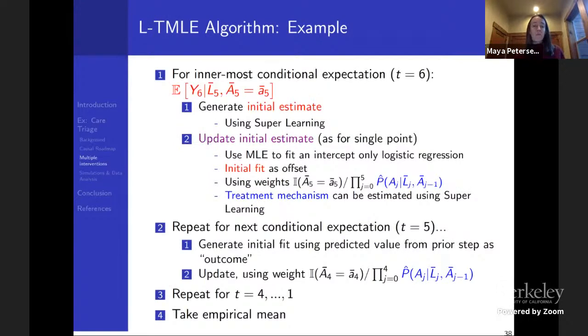So a quick feeling for what that looks like. We'd start by estimating the innermost conditional expectation using superlearning, then update our initial estimate just as for the single time point, using maximum likelihood to fit an intercept-only logistic regression with our initial fit as an offset, and then these inverse weights, where now the inverse weights incorporate the whole treatment mechanism over time. And again, this treatment mechanism can be estimated using superlearning. And then we repeat for that next nested regression, et cetera, until we get down to the last time point and take the empirical mean.